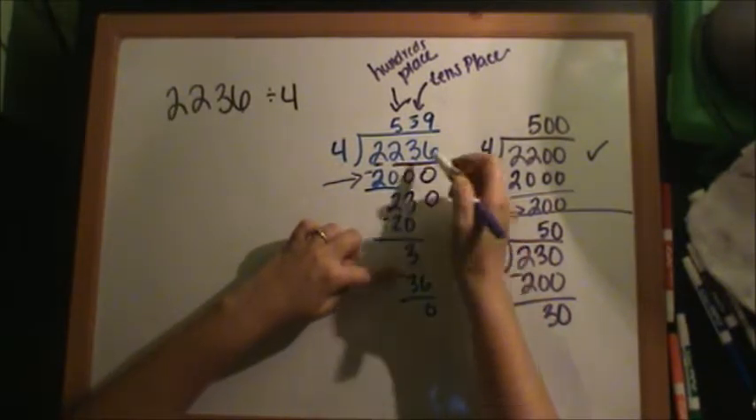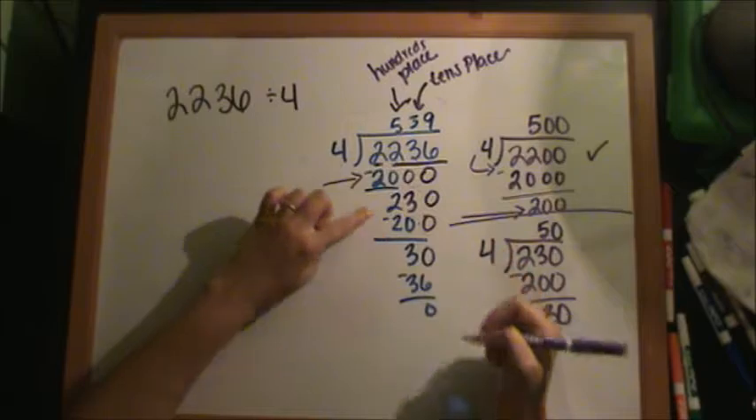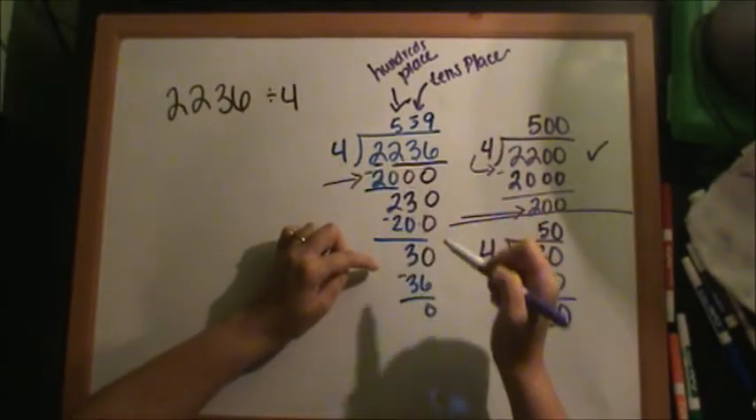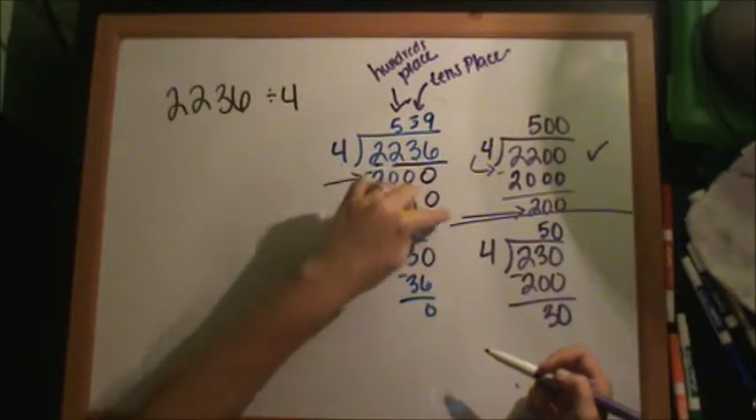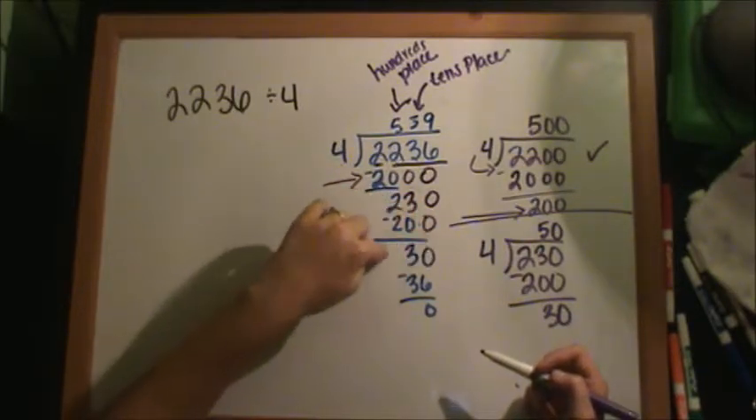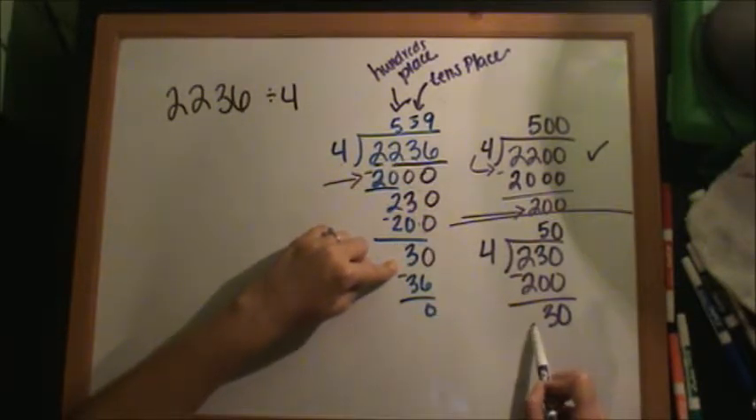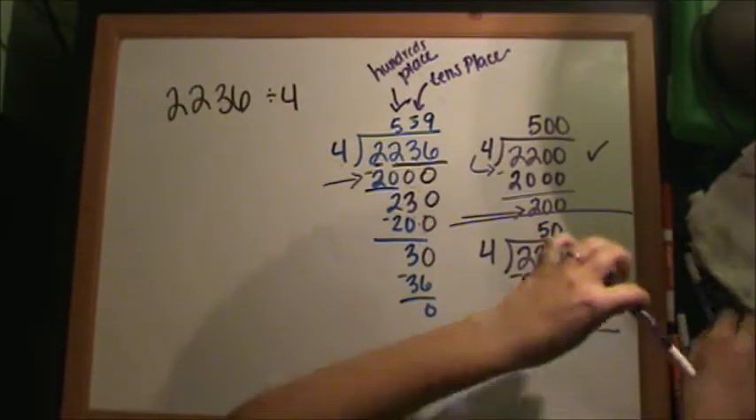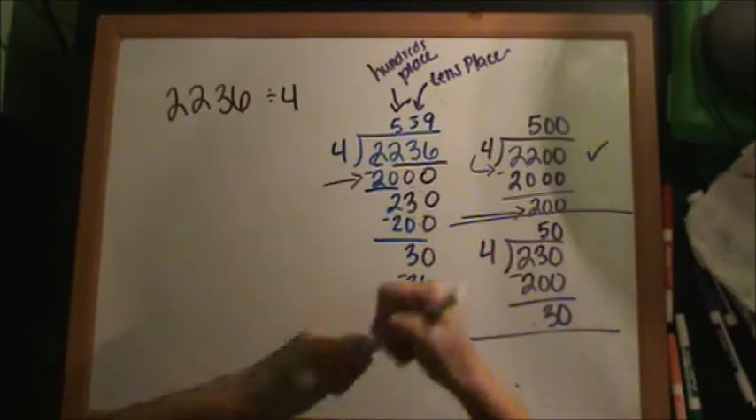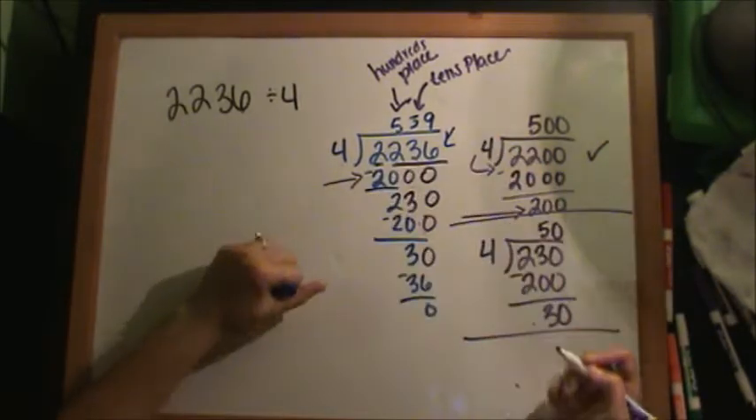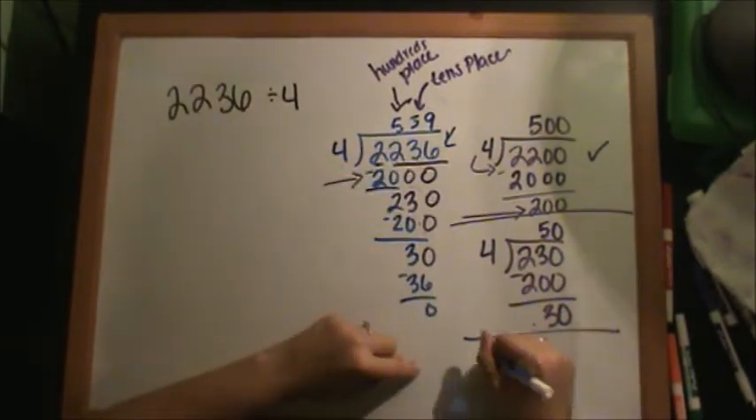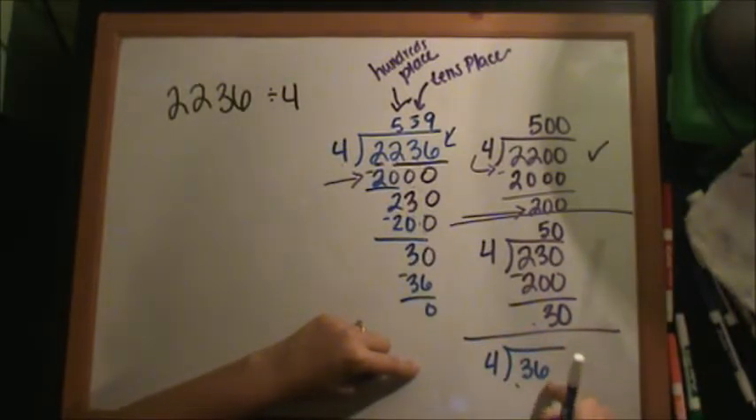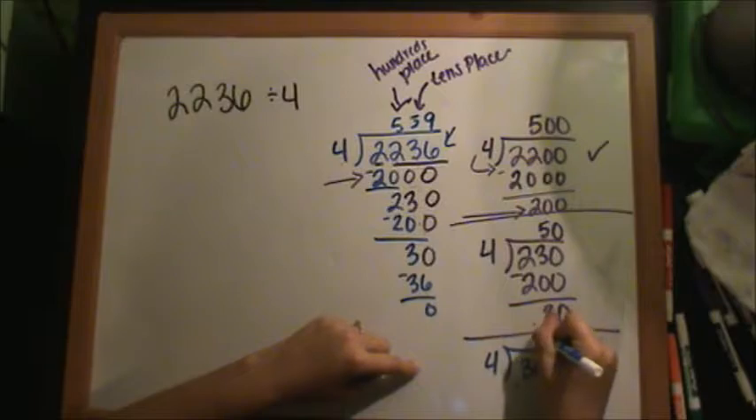If we hadn't brought down this 6 yet, we would have these zeros in the placeholders instead of that long arrow saying bring it down. So 230 minus 200 gives us 30. That's what we have here. So now we're going to keep going. We're going to bring down that 6 because we can't forget that we still have this 6 left. So now, how many times does 4 go into 36? That's one of our multiplication facts, so we just remember that that's 9.